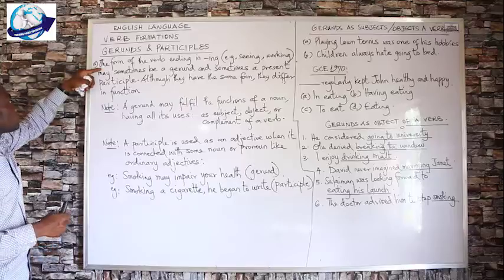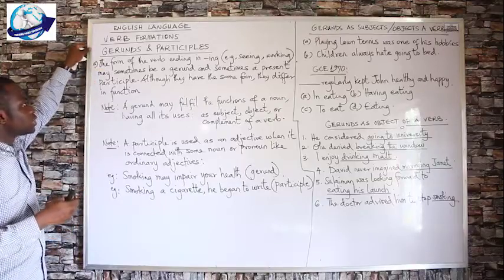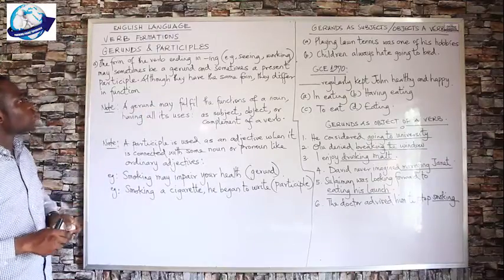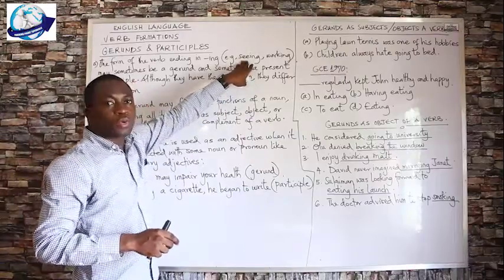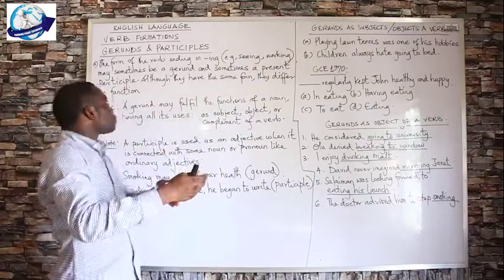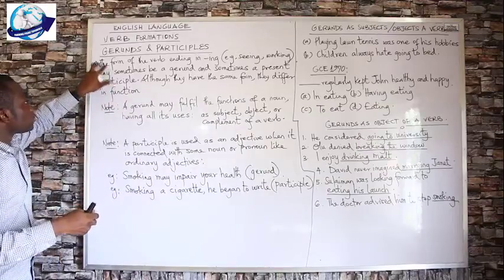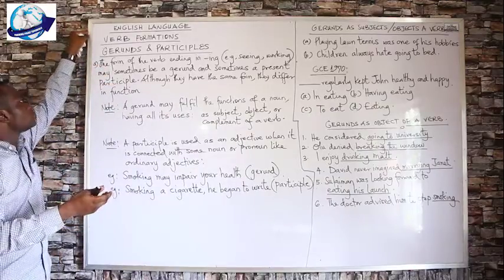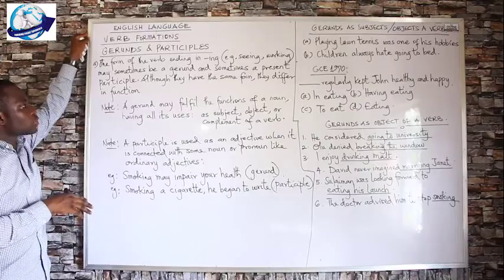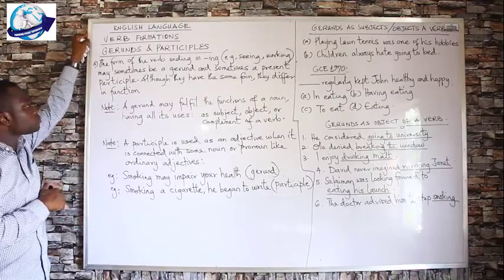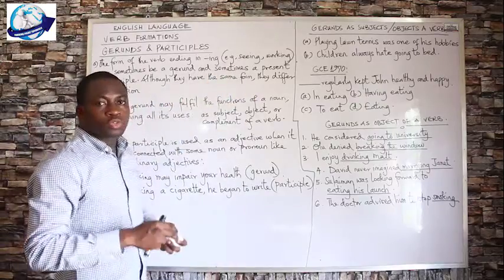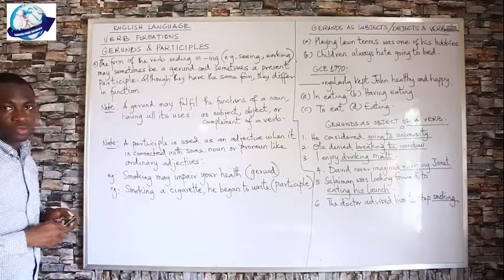Right here we have the form of the verb ending in ing. Now there are some verbs that end in ing. For example, we have sing, walking, jumping, laughing. These are verbs that end in ing. So the form of verbs that end in ing may sometimes be a gerund and sometimes a present participle. Although they have the same form, understand that they differ in functions.